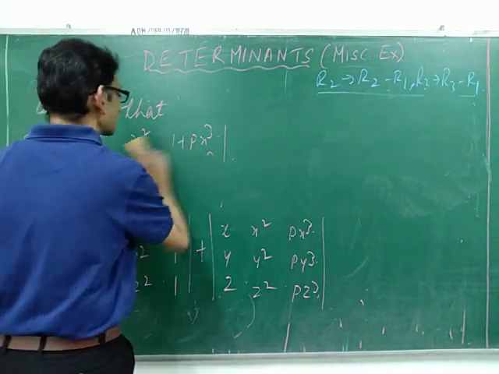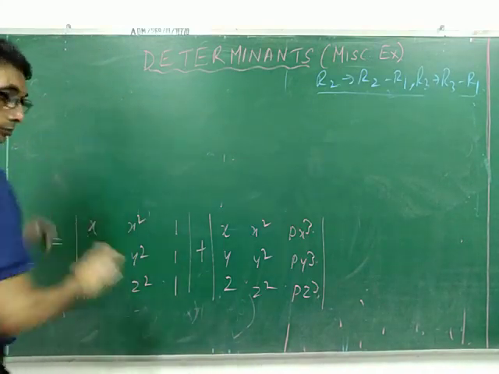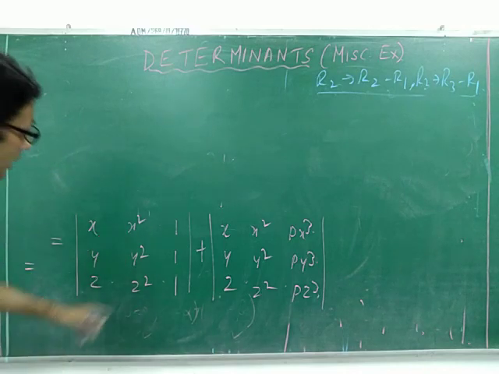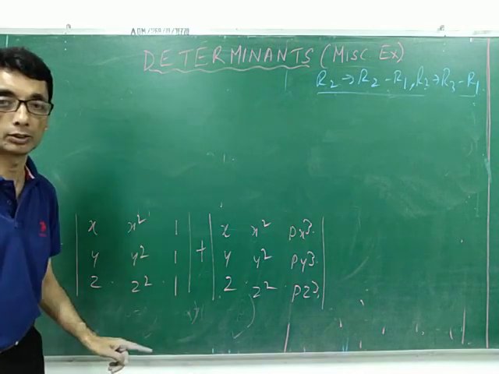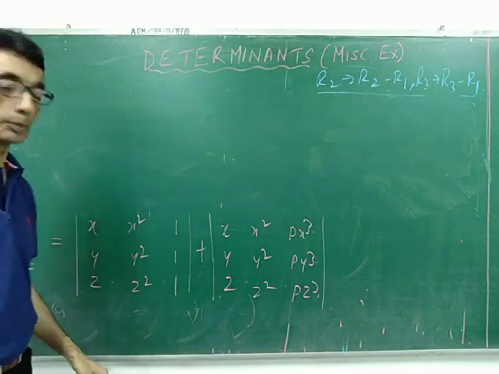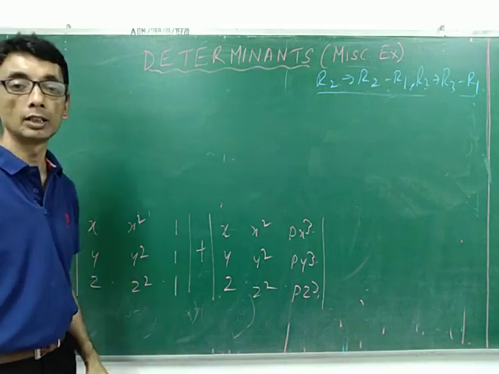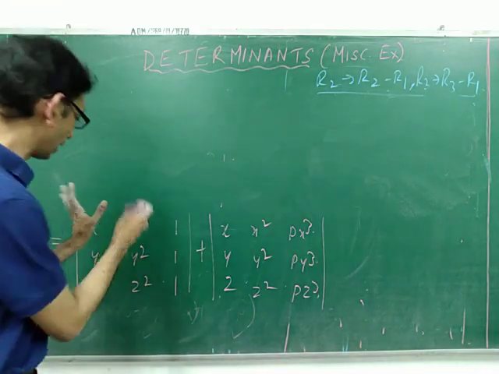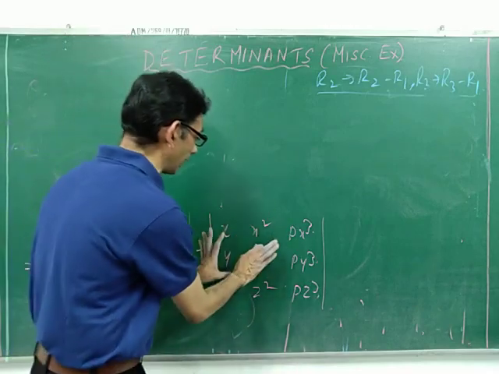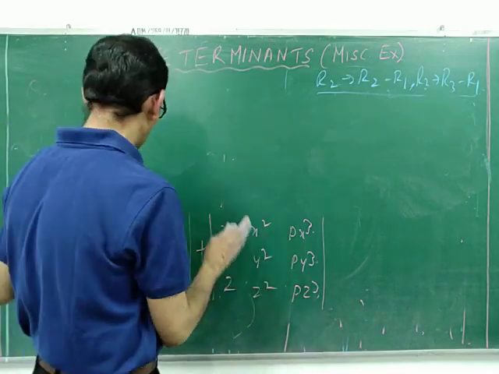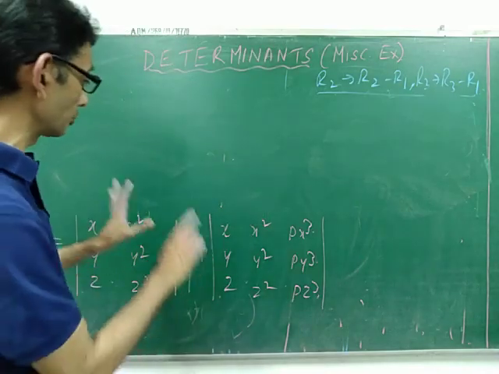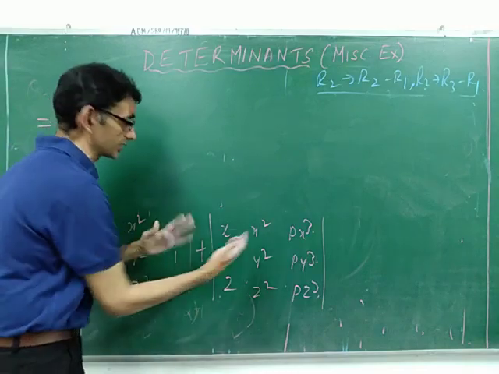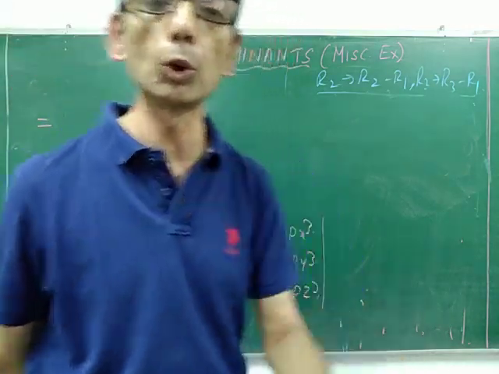Let's see what is the next step to be done. You have seen that this is already a simplified determinant. The third column has got 1, 1, 1. So if you separately want to simplify this determinant, you can make 2, 1, 0 using R2 minus R1, R3 minus R1. But since another determinant is there along with this one, we are going to first simplify the other determinant, and after that we'll use a common property for both the determinants. Otherwise, if you treat this one separately, unnecessarily you will have more steps.